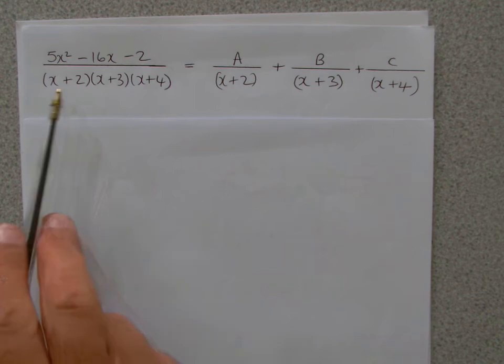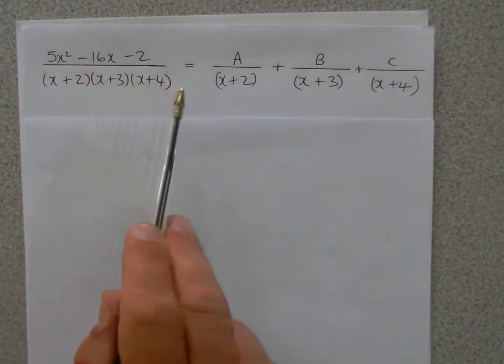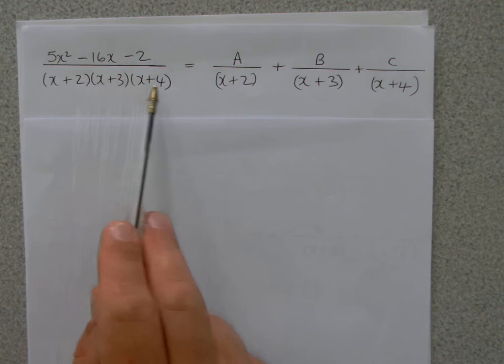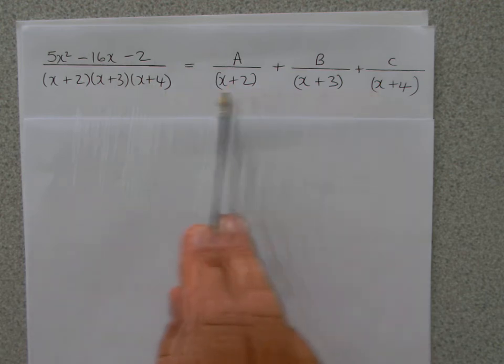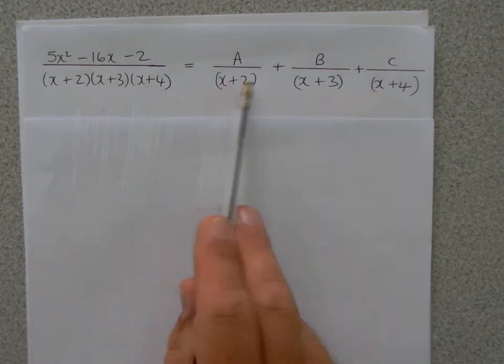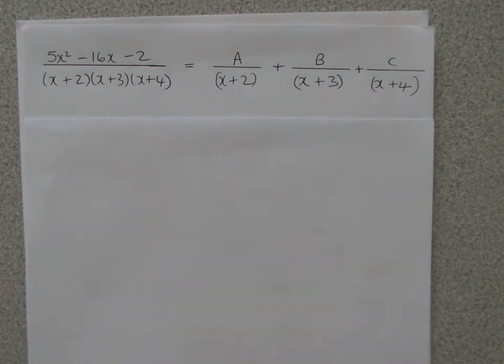If you've got three different terms in the denominator, the right thing to do is to split them up into three separate fractions, as so. So you've got x plus 2 as a denominator, x plus 3 as a denominator, and x plus 4 as a denominator. That's the right thing to do.